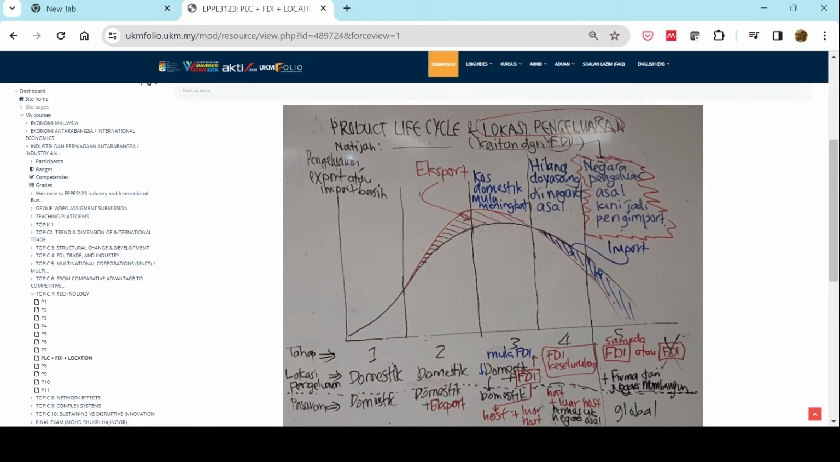Okay. First stage, product has been newly introduced, just introduced to the market. So location of production is domestic in the country. The market is also within the country.